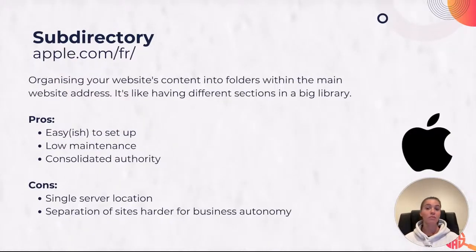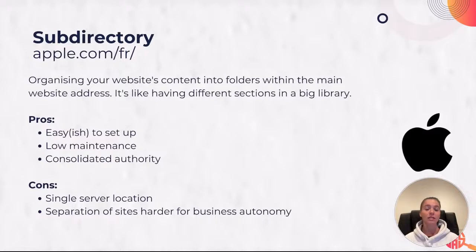The final one, and my preferred one, is a subdirectory. So it's essentially a subfolder of the main domain. As opposed to the previous examples, the authority is consolidated under one domain because you've got subfolders, so variations of one main domain. It is kind of easy to set up. None of these are actually easy, but it's possibly the easiest one out of all of them.